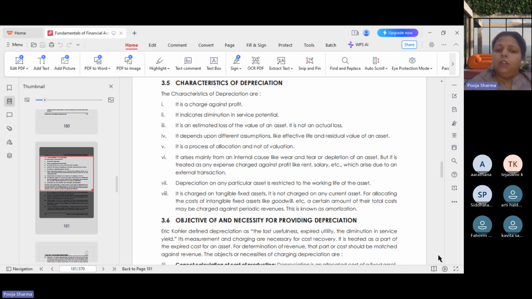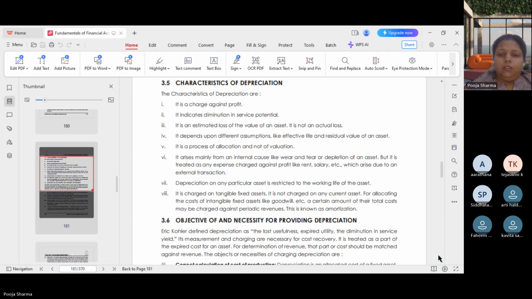For allocating the cost of intangible assets like goodwill, a certain amount of their cost may be charged against periodic revenue. Suppose we have a patent, an intangible asset. It costs rupees 1 lakh and has negligible, no residual value. But its useful life is 5 years.